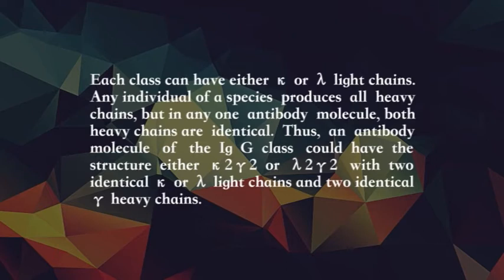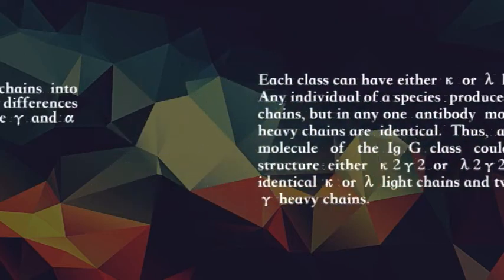Any individual of a species produces all heavy chains, but in any one antibody molecule, both heavy chains are identical. Thus, an antibody molecule of the IgG class could have the structure either kappa 2 gamma 2 or lambda 2 gamma 2, with 2 identical kappa or lambda light chains and 2 identical gamma heavy chains.